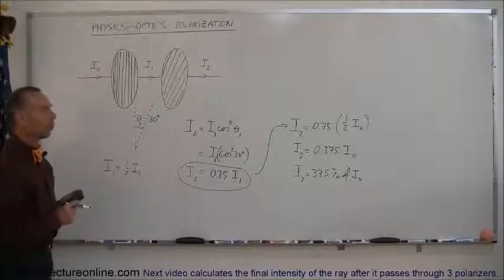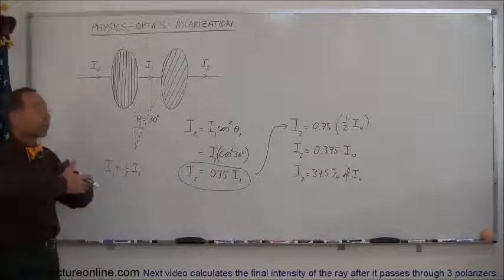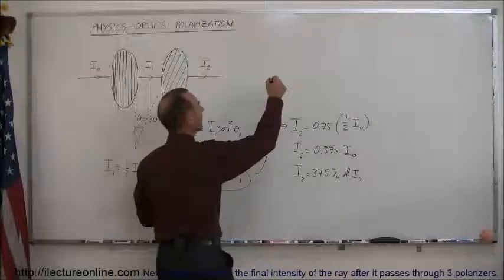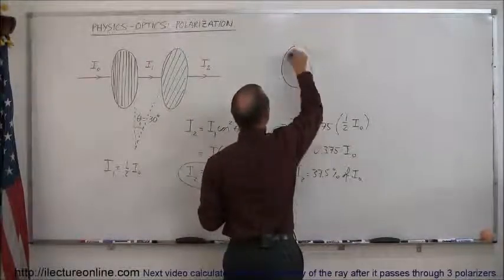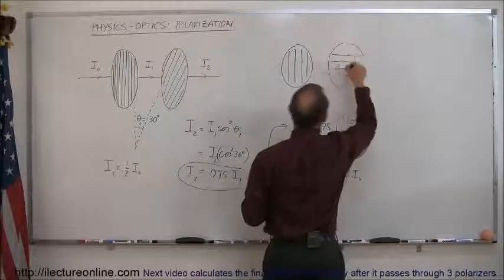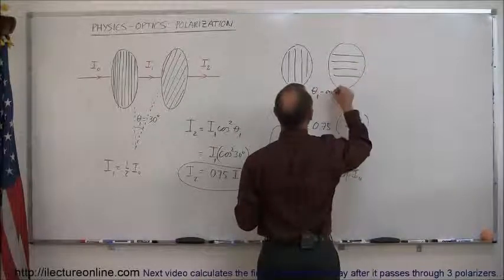All right. What do you think it would be like if we now directed the second polarizer perpendicular, or 90 degrees, relative to the first one? So then in that case, we would have the first polarizer oriented like this, the second polarizer oriented like this, and so we know that the angle theta sub 1 is now equal to 90 degrees.